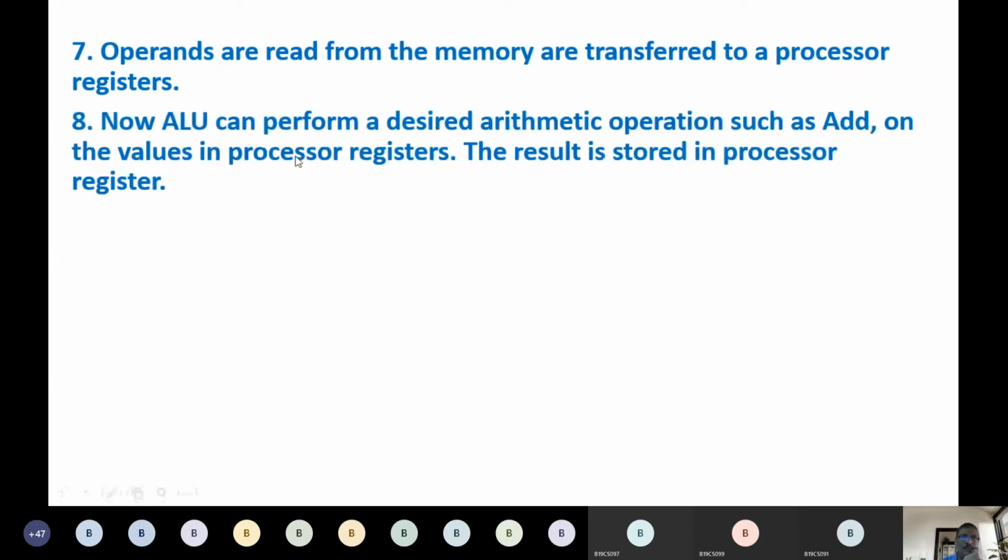Now the ALU can perform the desired arithmetic operation, maybe A plus B, such as addition, on the values in the processor registers, that is the R0, R1 registers. Maybe R2, R3 can also be involved; multiple registers can be involved in the addition operation. The result is stored in the processor register itself. The result 11 is stored in the processor register, which is R0 itself.